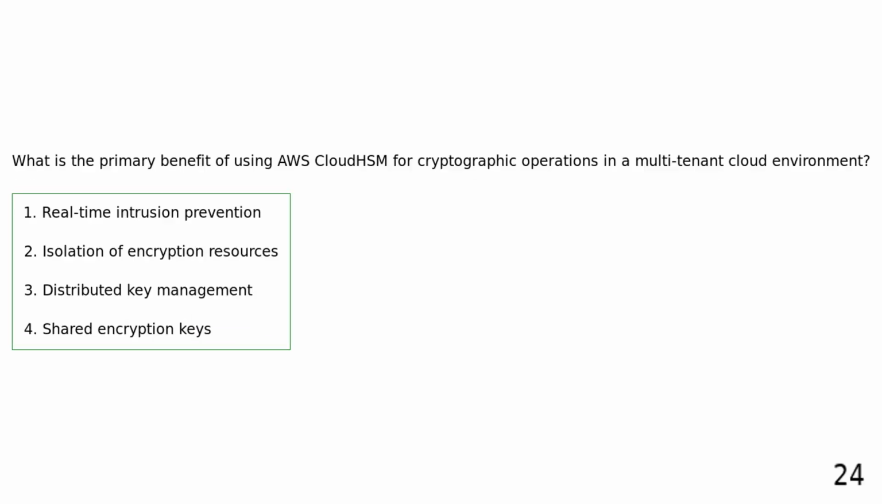What is the primary benefit of using AWS CloudHSM for cryptographic operations in a multi-tenant cloud environment? Real-time intrusion prevention. Isolation of encryption resources. Distributed key management. Shared encryption keys.